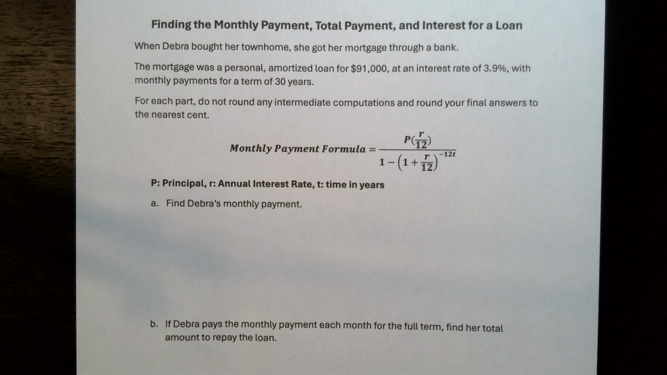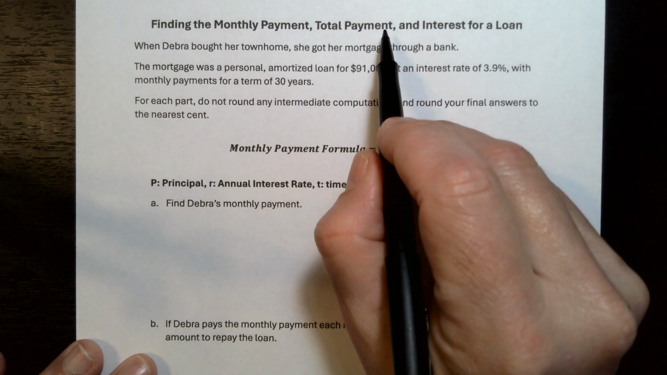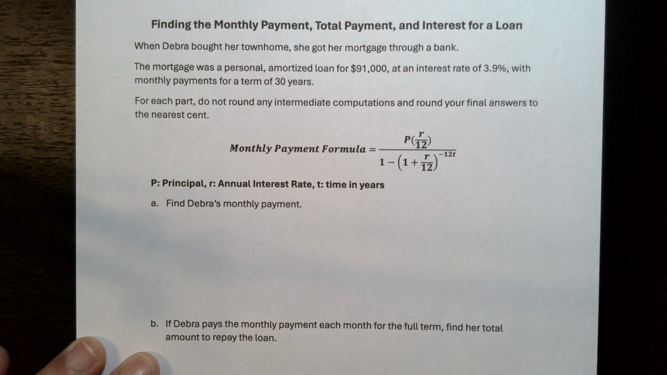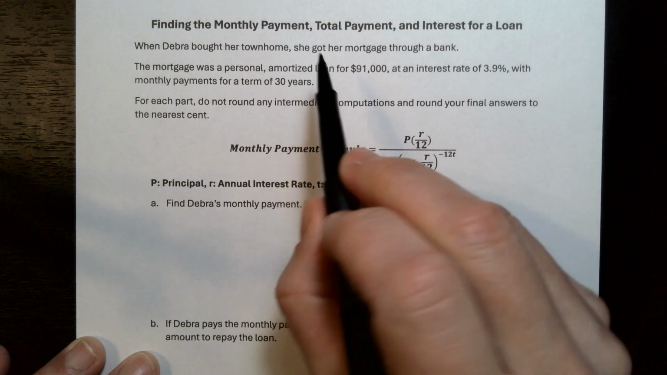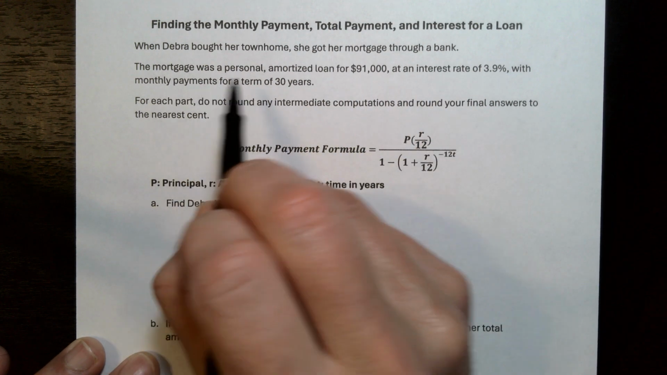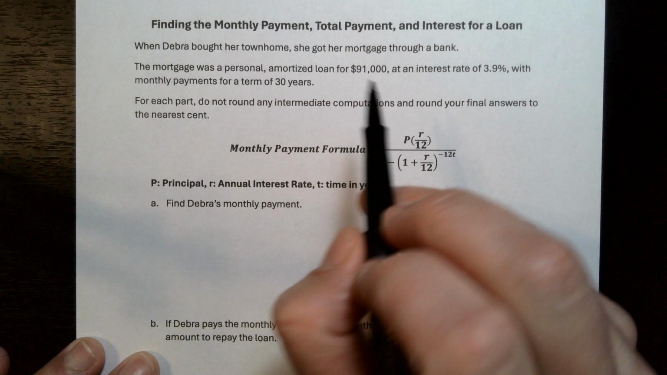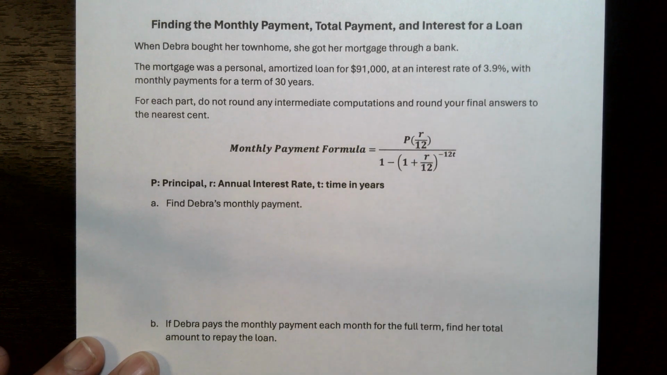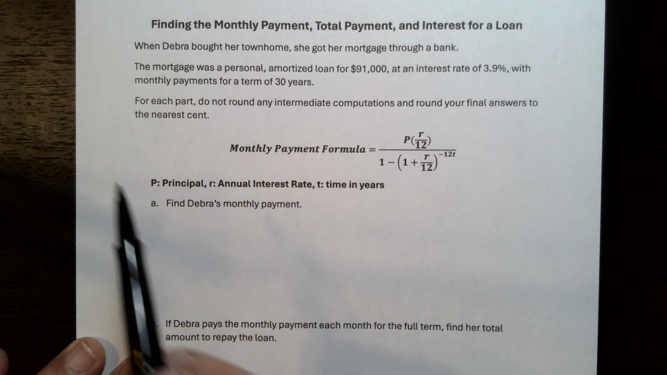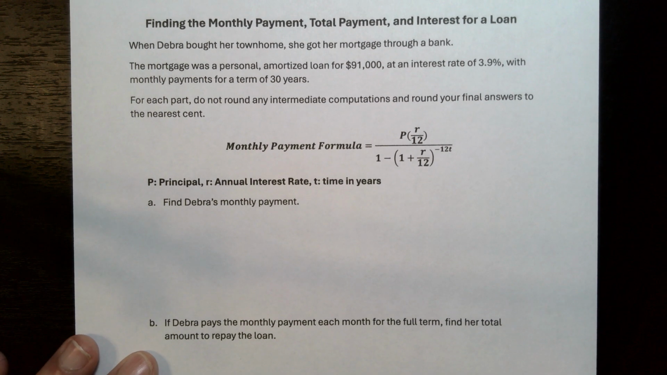In this video, we're going to be finding the monthly payment, the total payment, and interest for a loan. When Deborah bought her new townhome, she got a mortgage from the bank. The mortgage was a personal amortized loan for $91,000 at an interest rate of 3.9% and monthly payments for a term of 30 years. So our instructions say for each part, do not round any intermediate computations and round your final answers to the nearest cent.